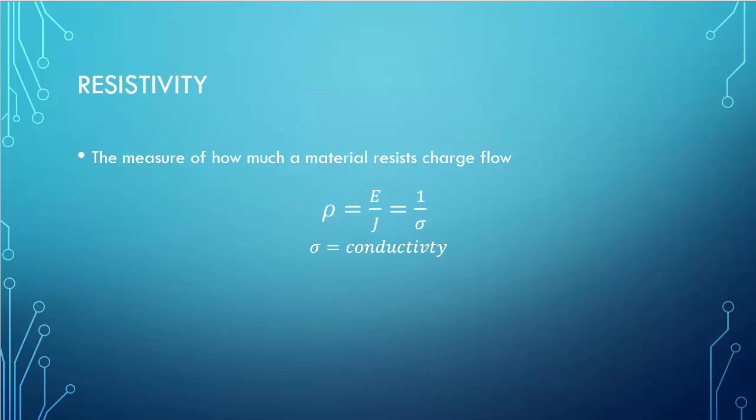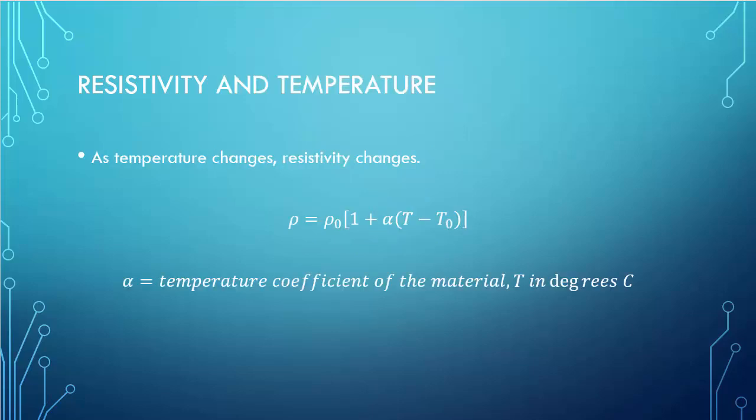The higher the resistance, the more insulating it is, the higher the resistivity is going to be. And inversely, the more conductive it is, the more metallic even, the greater the conductivity is going to be. So they are reciprocals of each other.